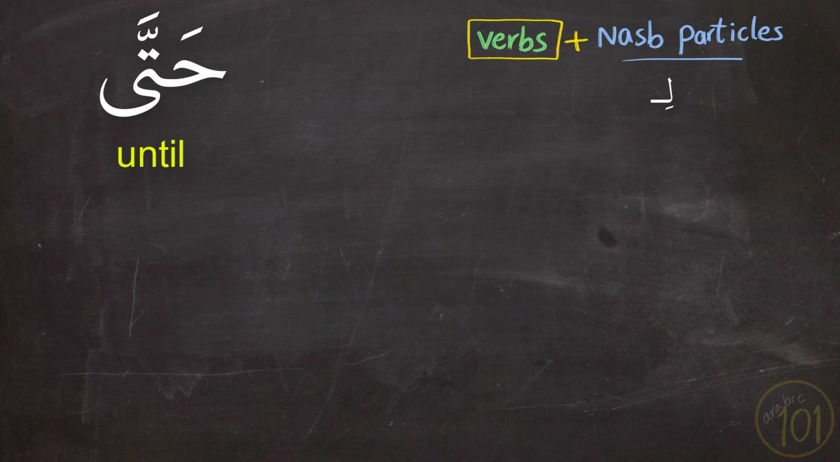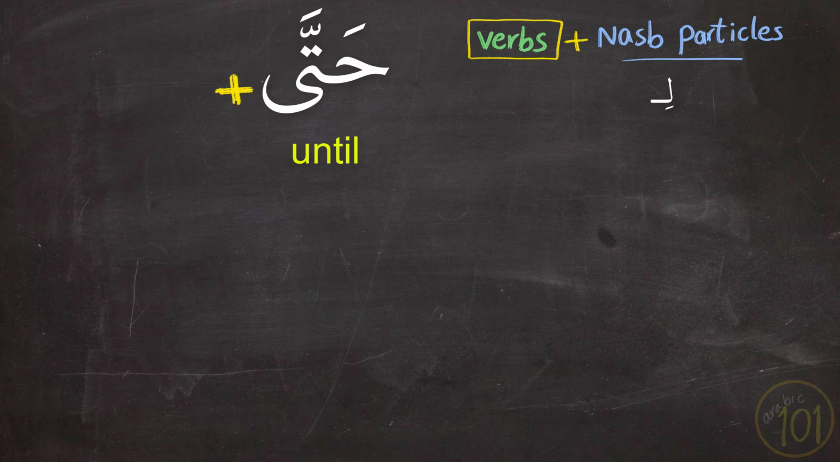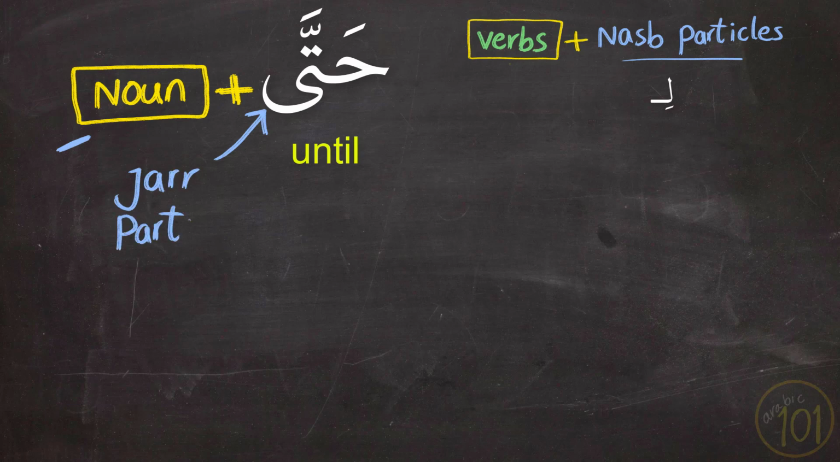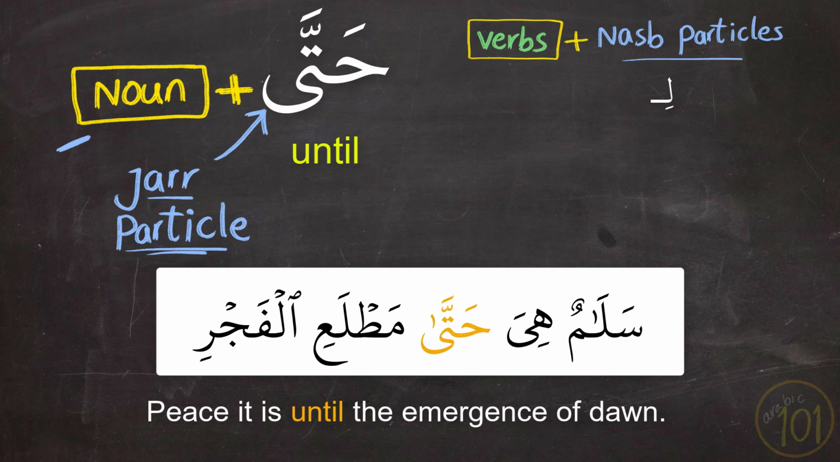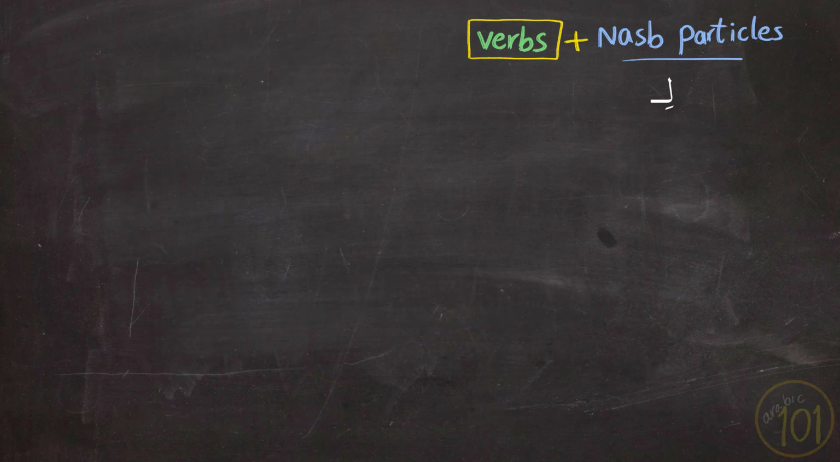And here it is important to know that hatta could also be used as a jar particle. But in the Quran, it was used only once with that function. And that was mentioned in Surah Al-Qadr. سلام هي حتى مطلع الفجر. And obviously we see it here used as a particle of jar because the word after it has kasra. Other than this example, all other uses of hatta in the Quran belong to the nasb particle.